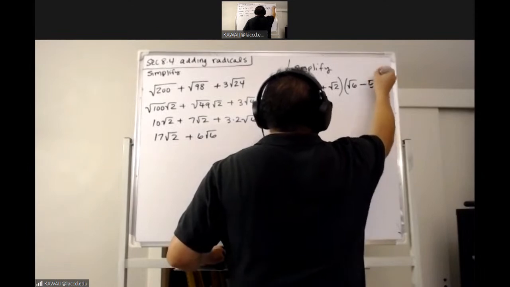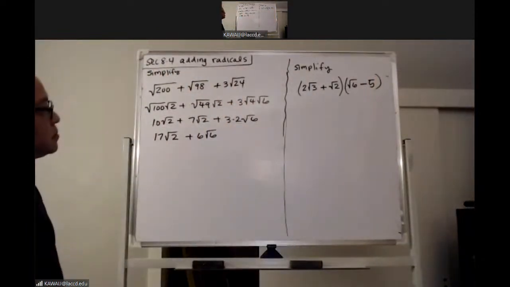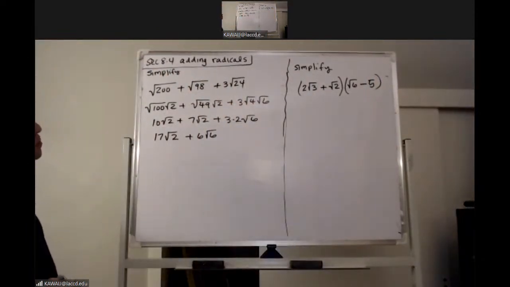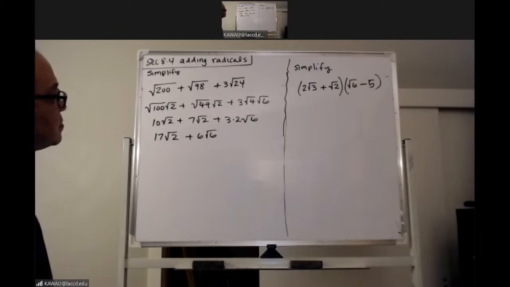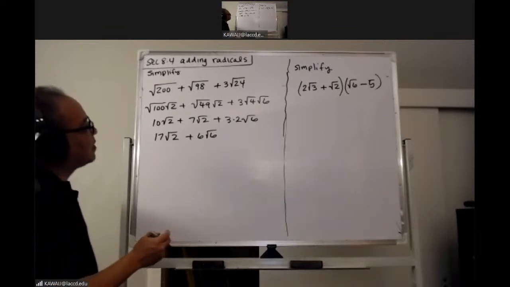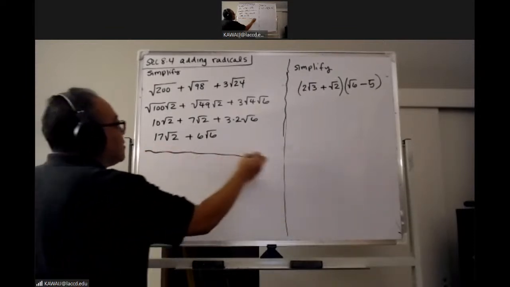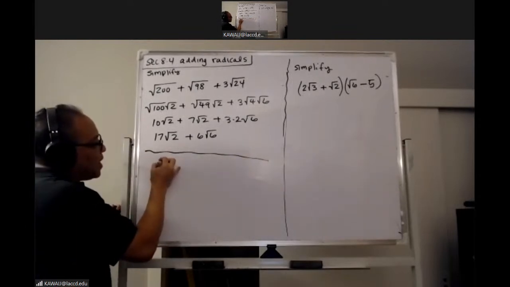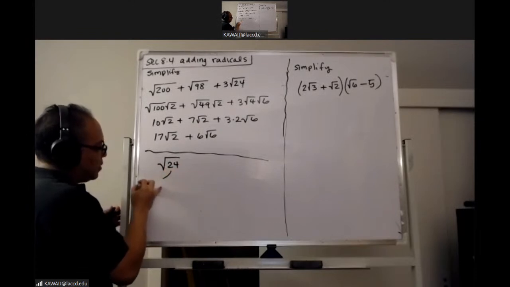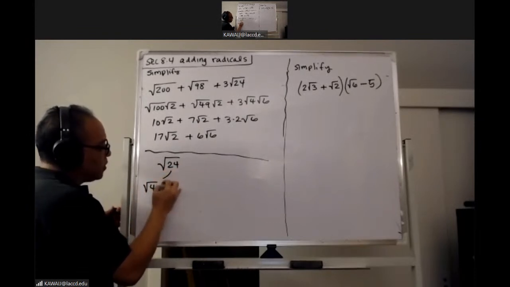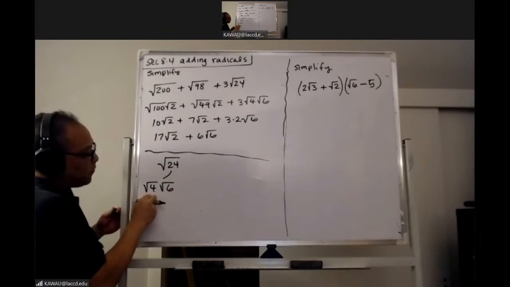Professor, go ahead. From the last example, what if I simplify the square root of 24 into square root of 12 and then square root of 2? Okay, you're asking that question. Now, see, the problem is this: the only one that works is 4 square root of 6 because the square root of 4 is 2.